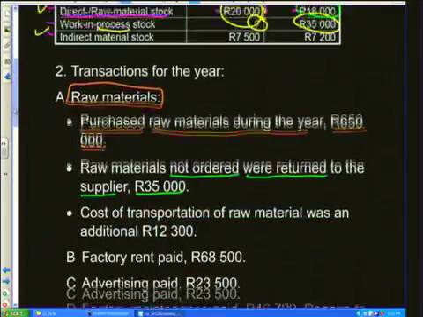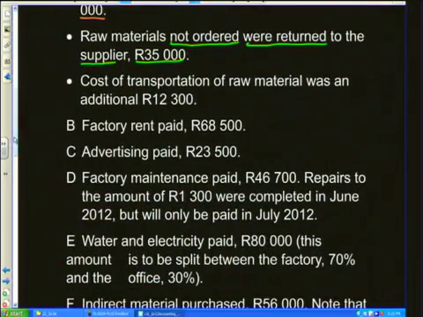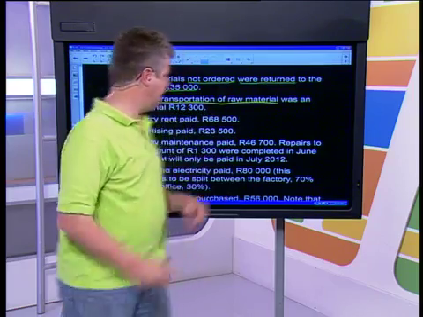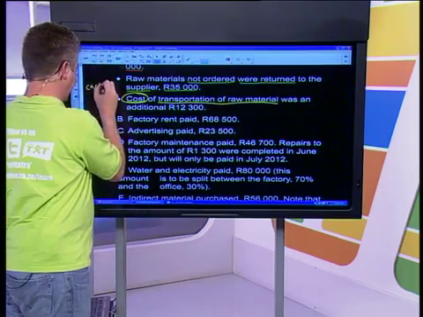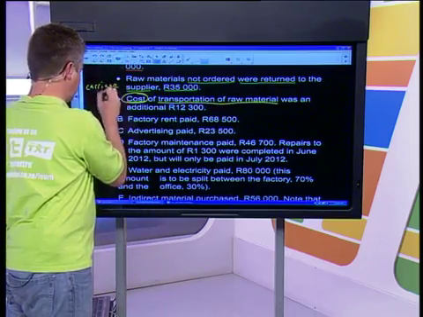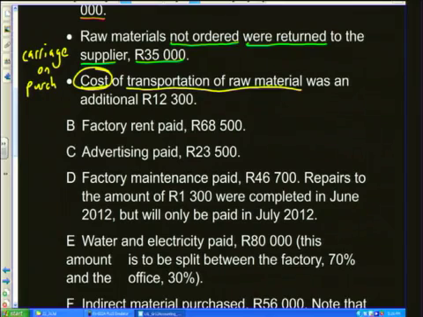And then there's some more information that they've given us. They've told us that there is some cost of transportation of raw material. So remember, cost of transportation, I'm sure you remember it from your grade 10 accounting. Whenever we speak about cost of transportation, that's what we call carriage. Remember, carriage on purchases or carriage on sales. So this carriage on purchases is the cost of transportation of the raw material. It must come into our business. It's come at a cost of an additional 12,300 Rand.